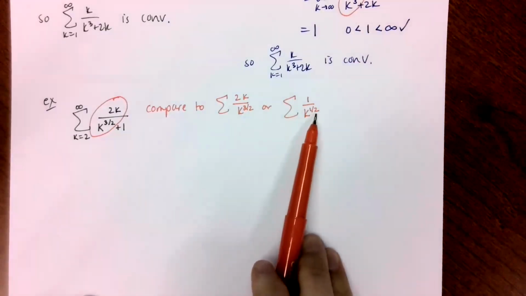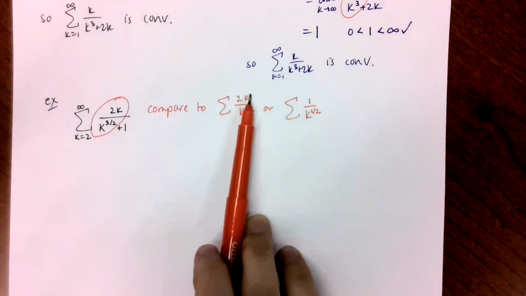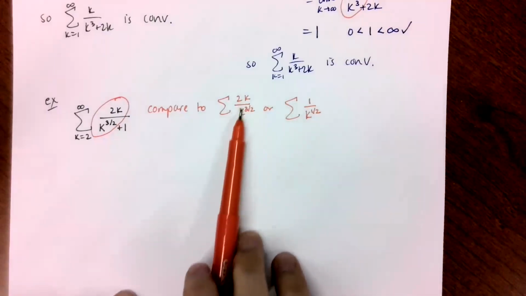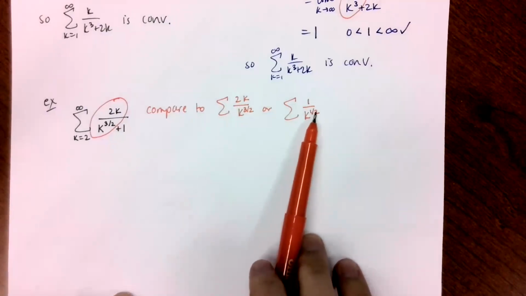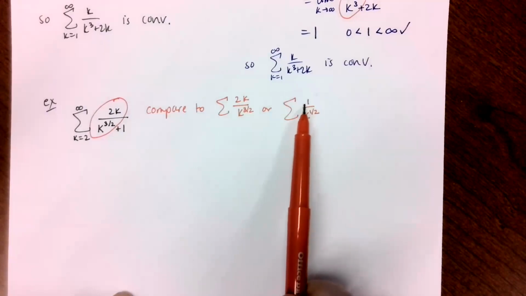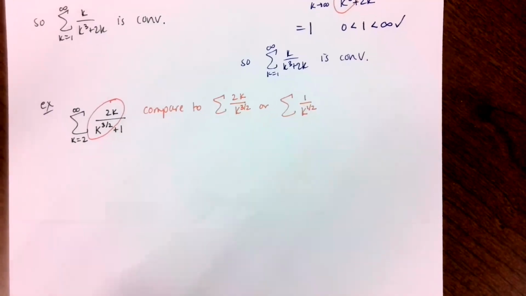I get this 1 half by subtracting these exponents. This is k to the 1 divided by k to the 3 halves. So one pair of them will cancel and I get a half left over here. So I've lost the 2. You could also have a 2 right here, and it just slightly changes your limit computation, but we come to the same answer no matter what.